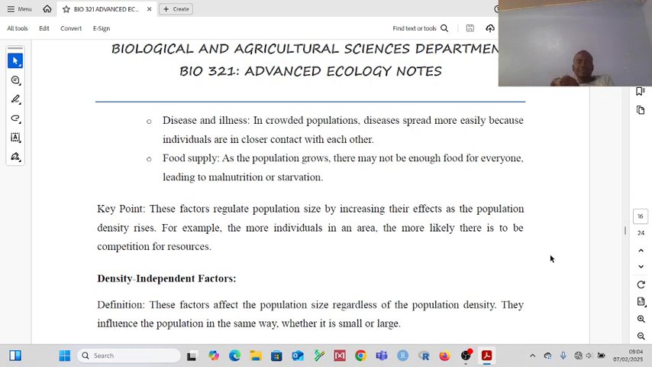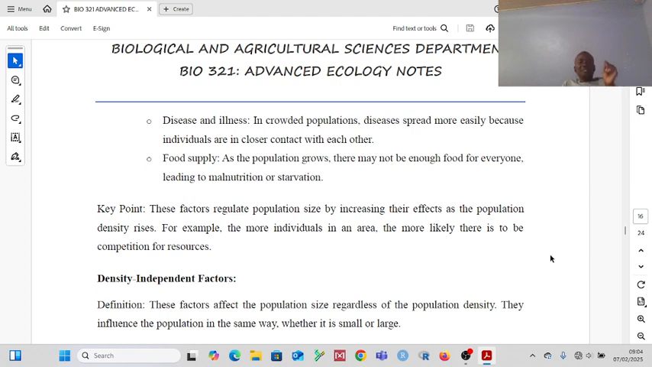Density-dependent factor. Food supply. As the population grows, there may not be enough food for everyone. So leading to what? Malnutrition or starvation. So the key point here is that the density-dependent factors will regulate population size by increasing their effects as the population density rises.